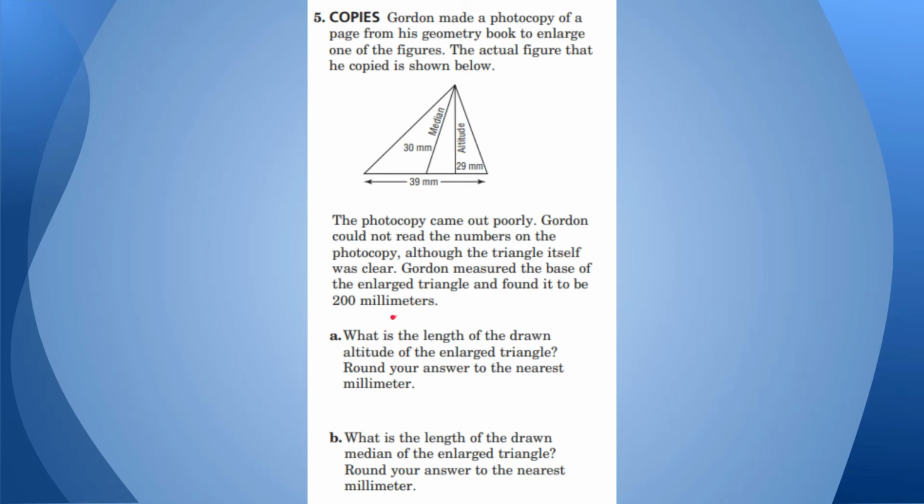So our first question says, what is the length of the drawn altitude of the enlarged triangle? Round your answer to the nearest millimeter. And B says, what is the length of the drawn median of the enlarged triangle? And round your answer to the nearest millimeter. So we're basically finding the length of this altitude and the length of this median in the blown up or enlarged version of this triangle. So if you want to pause here and try and work on it on your own, go ahead and do that before we move on.